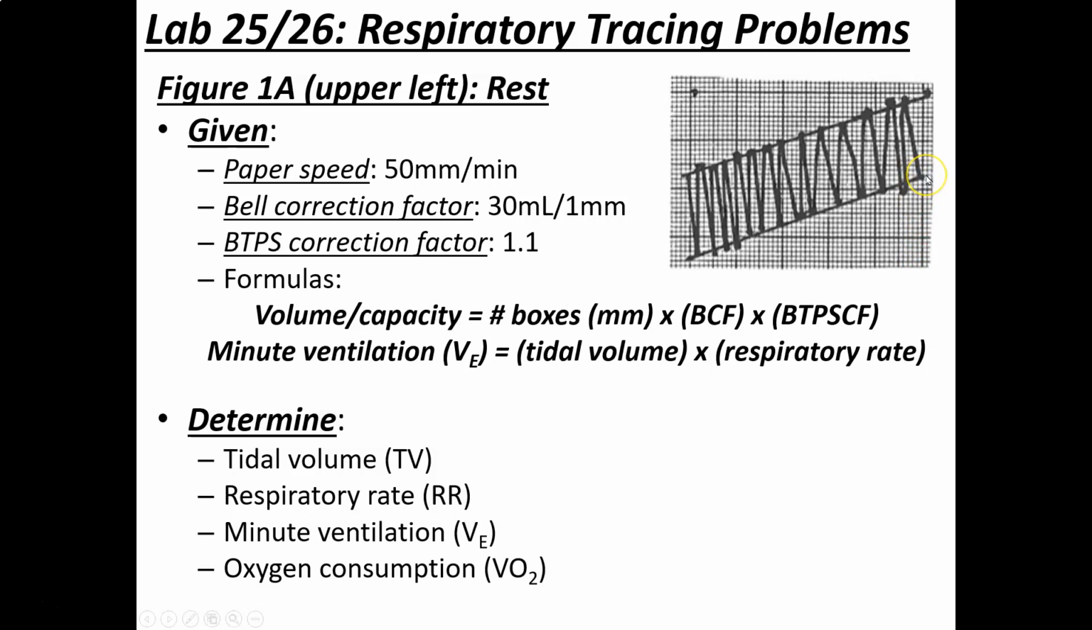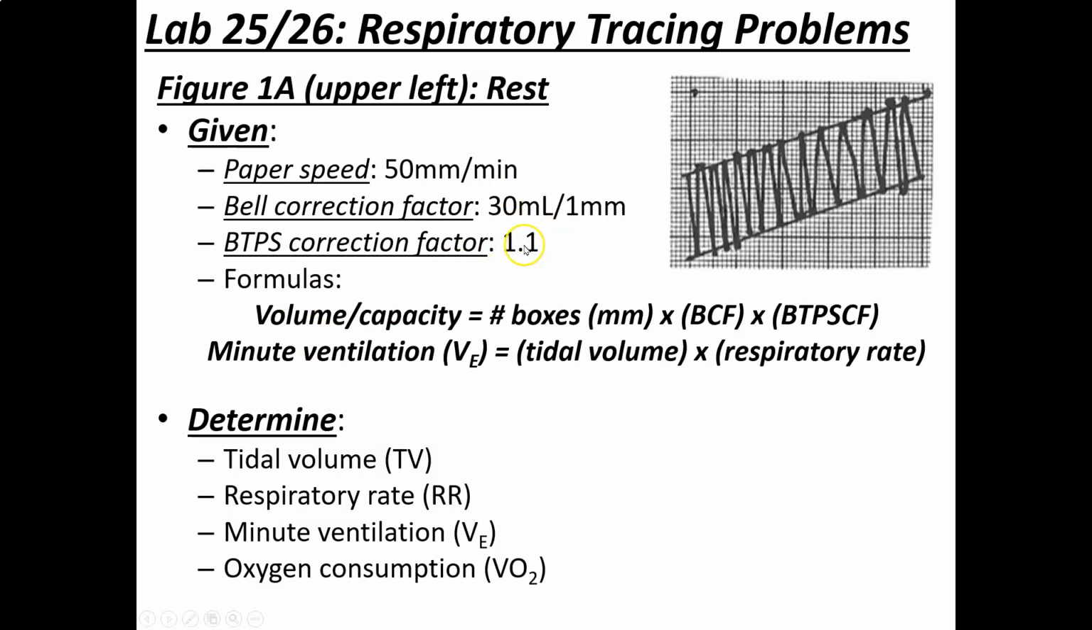And then I'm going to count up to where I run to the bottom of the tracing, because that's how much the bell dropped. Okay, so I've already measured this as 50 millimeters across, so that means it's 1 minute. And if I start here, the bell dropped 5, 10, 15, 16, 17. I'm going to say the bell dropped 17 millimeters in 1 minute. So once I know my millimeters, then I can multiply by my bell correction and then my BTPS.